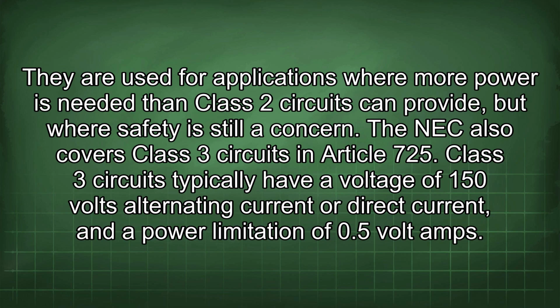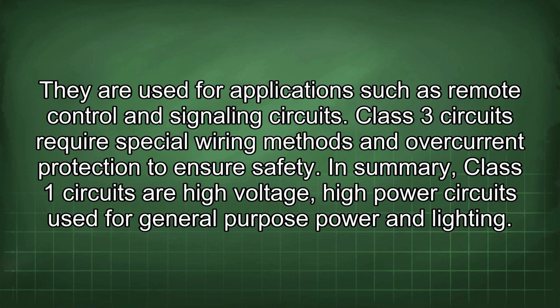Class 3 circuits typically have a voltage of 150 volts alternating current or direct current, and a power limitation of 0.5 volt-amps. They are used for applications such as remote control and signaling circuits. Class 3 circuits require special wiring methods and overcurrent protection to ensure safety.